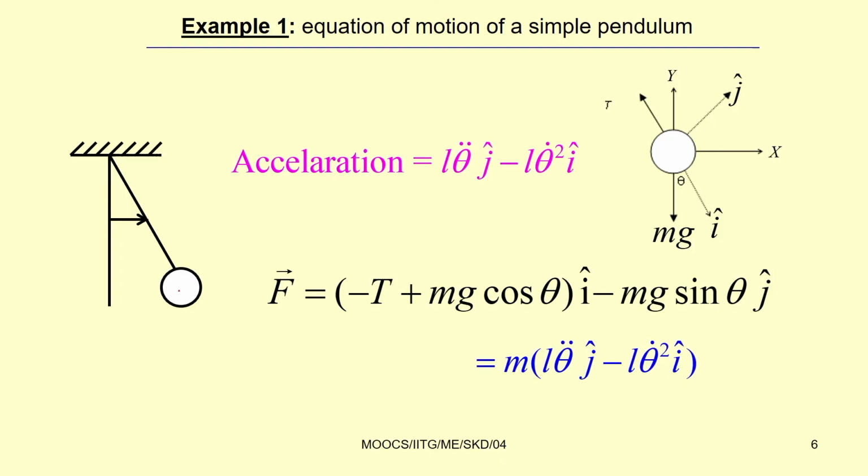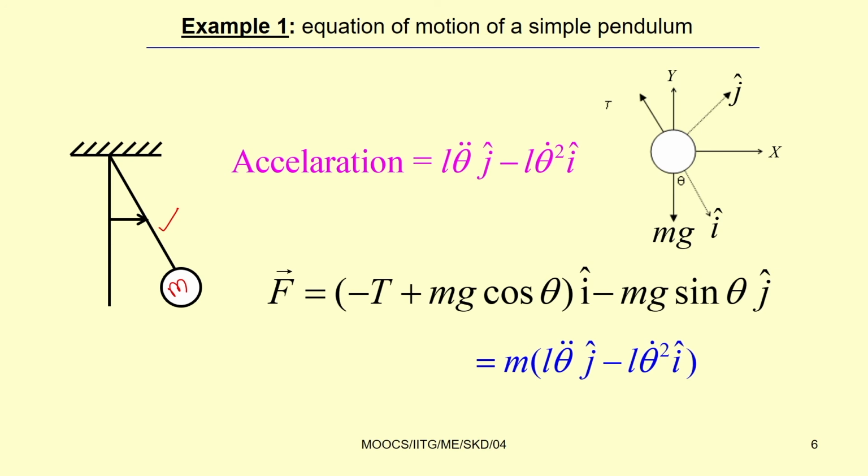Let us take another example, the simple pendulum. Already in the introduction lecture I told you about the simple pendulum. In a simple pendulum, you have a massless string with a mass, and let this mass equal m. We have to find the equation of motion, so let us use both Newton's second law and D'Alembert principle.